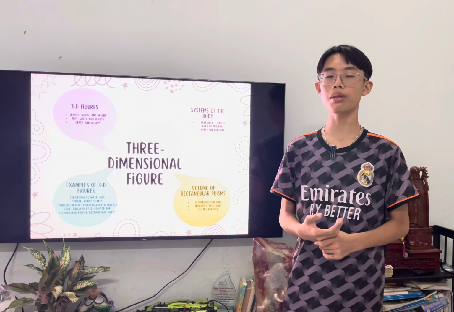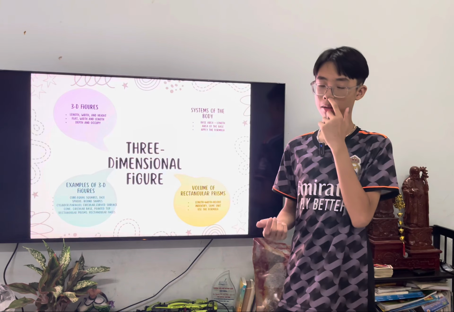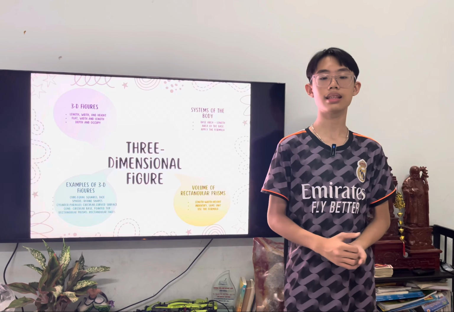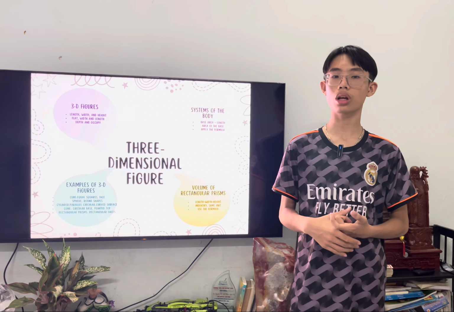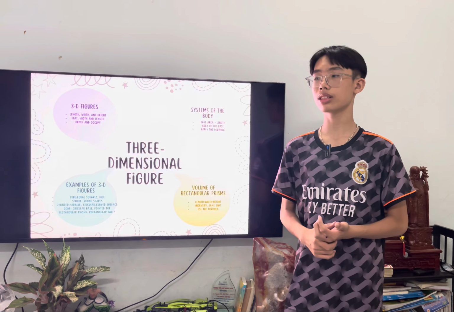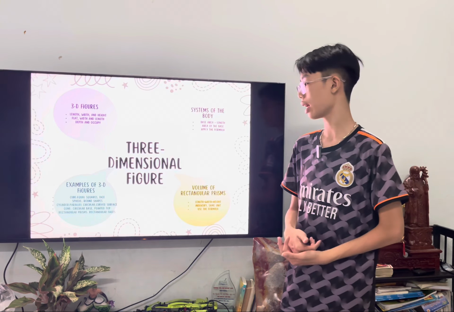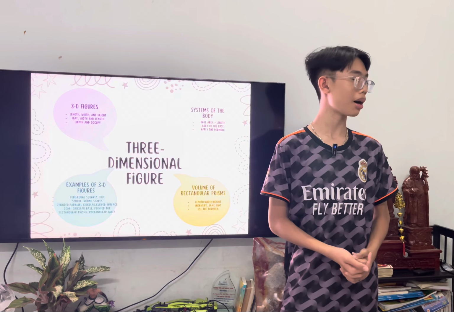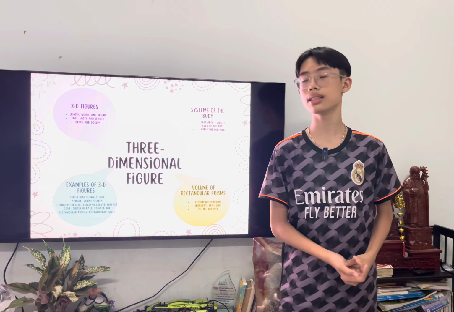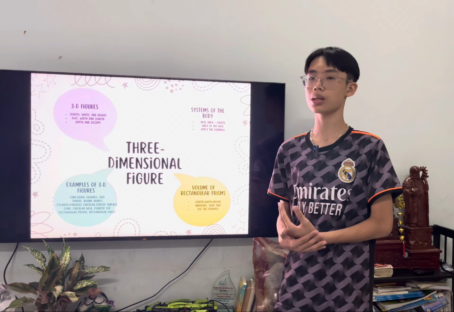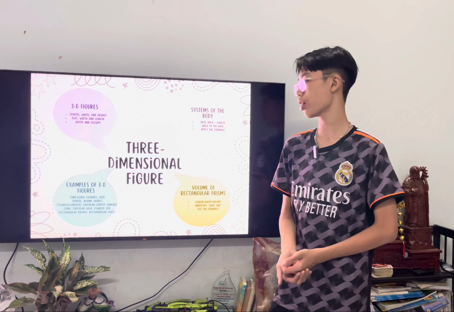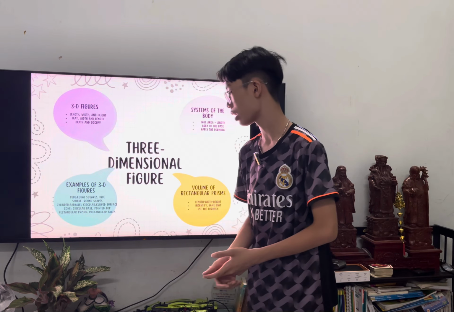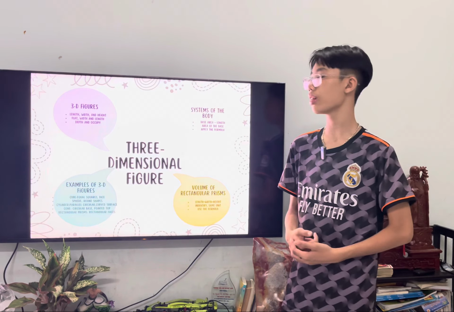Next is the rectangular prism. The rectangular prism is like the cube. It has six faces, but not six squares, now it's six rectangles. And a fun fact about it is the cube is a rectangular prism, but it is just a special shape of the rectangular prism, in which all sides are equal.